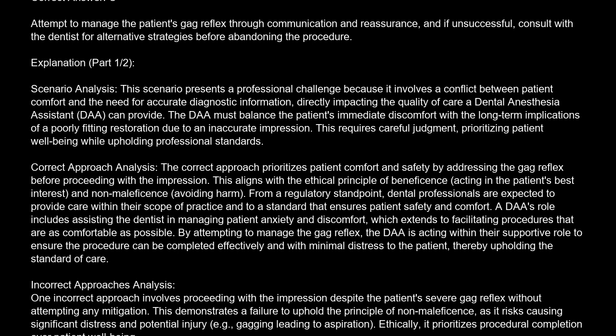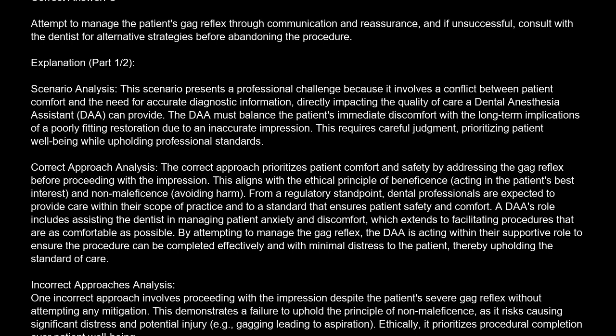Correct approach analysis. The correct approach prioritizes patient comfort and safety by addressing the gag reflex before proceeding with the impression. This aligns with the ethical principle of beneficence, acting in the patient's best interest, and non-maleficence, avoiding harm. From a regulatory standpoint, dental professionals are expected to provide care within their scope of practice and to a standard that ensures patient safety and comfort.